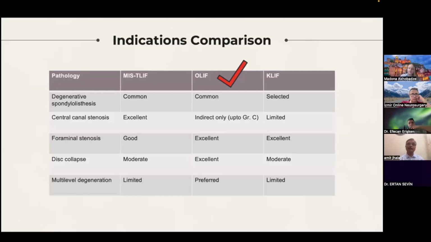If you see the indication comparisons, in multi-levels definitely OLIF is preferred. If you have a disc collapse, then OLIF is preferred. Foraminal stenosis, excellent by OLIF. Central canal stenosis, I think UBE or MIS TLIF, because you can do a very good direct decompression, that scores. Degenerative spondylolisthesis, I think OLIF is much better. While KLIF is not good, it has limited decompression in central canal and moderate disc prolapse. There is a challenge, but in multi-level degeneration, it is limited.